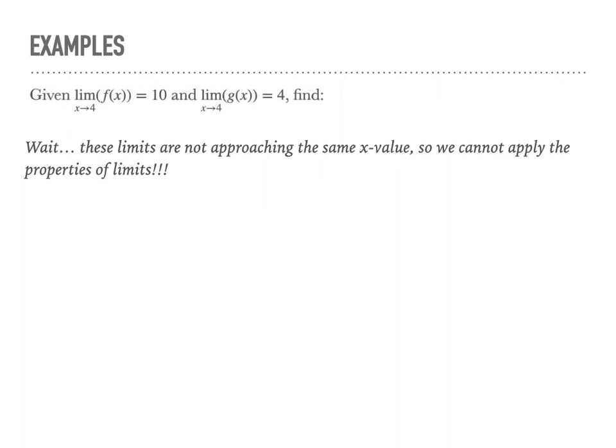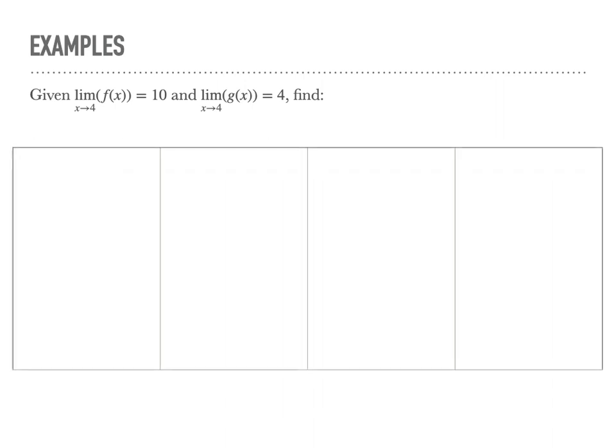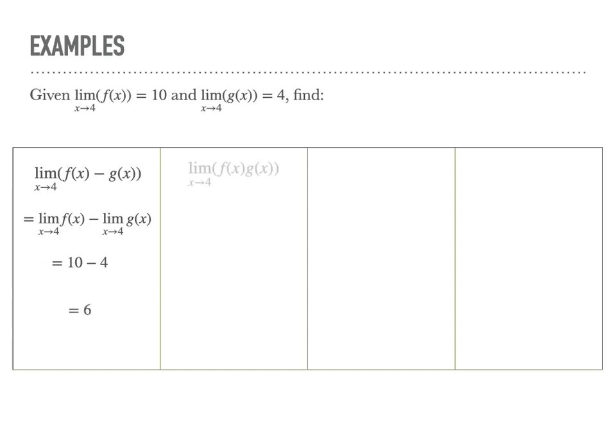Let's say that the limit of g of x as x approaches 4 is 4. Now, since they're approaching the same x value, we can use the 6 properties of limits. Now we have to find the limit of f of x minus g of x as x approaches 4. And now we can simply split those two limits and subtract 10 minus 4, which gets us 6.